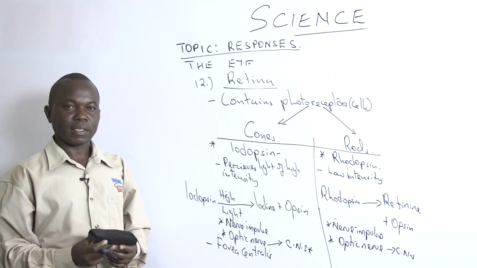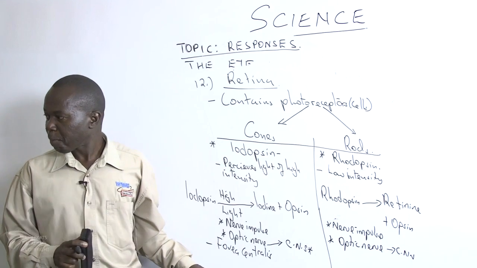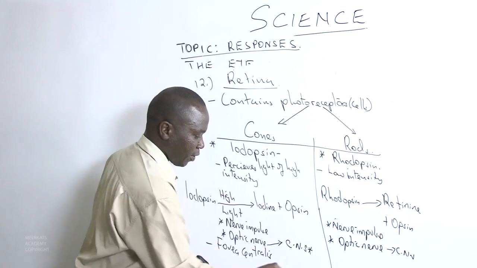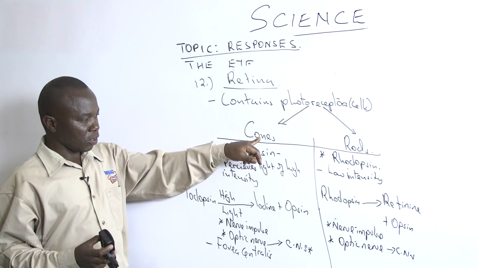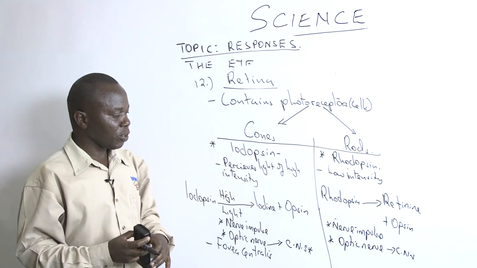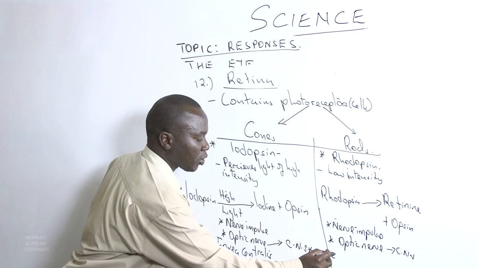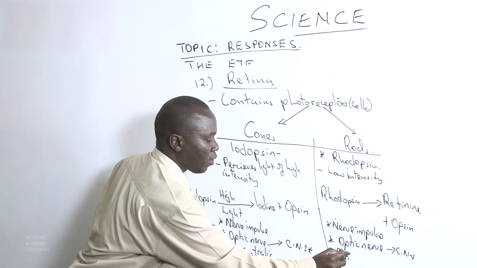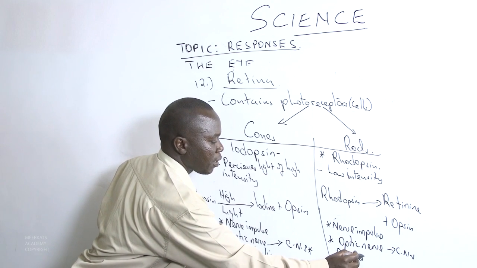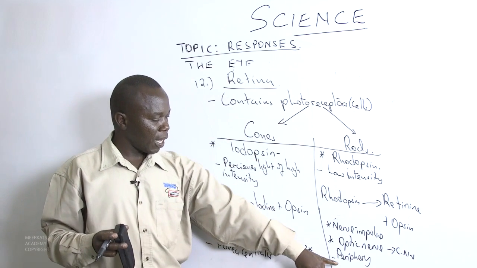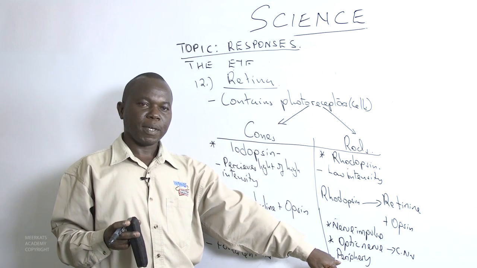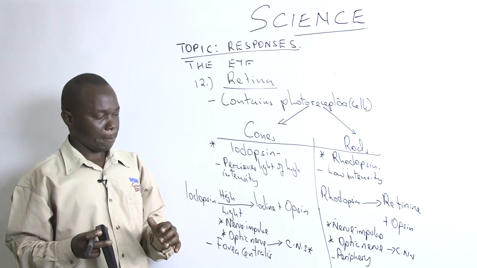Fovea centralis. Therefore, in the fovea centralis we have a high concentration of cones. But rods are usually highest in concentration at the periphery of the eye. Rods are in high concentration at the periphery of the eye.